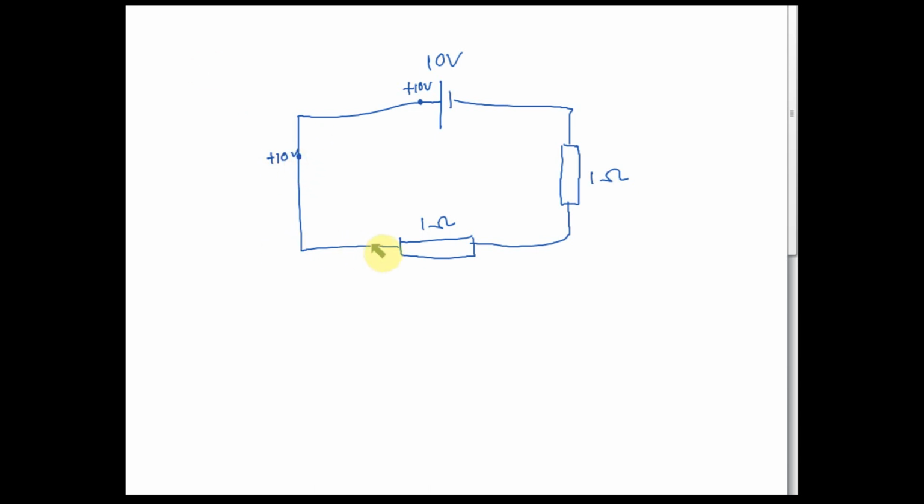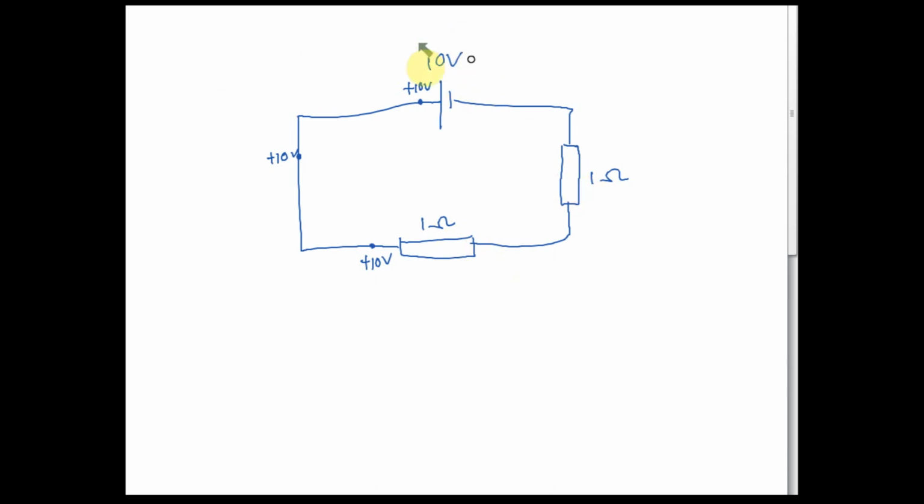How about here? This point? Still positive 10 volt. How about here? This point? Now the resistances are the same. 1 ohm, 1 ohm. This is 10 volt. So now we move the charge across the resistor, so the potential will drop. But how much does it drop? 1 ohm, 1 ohm. You have 10 volt.